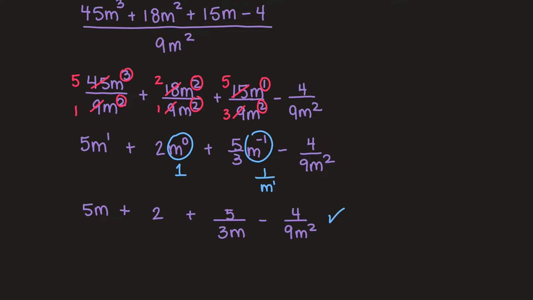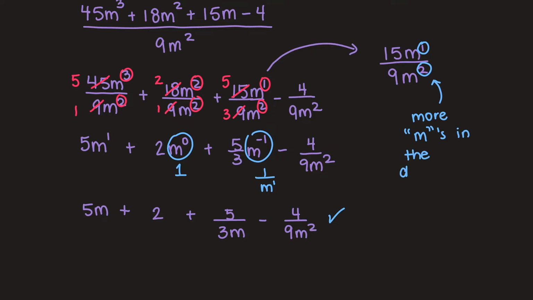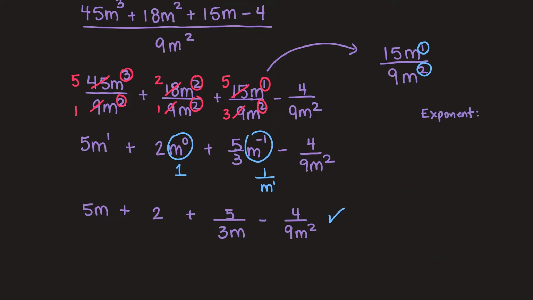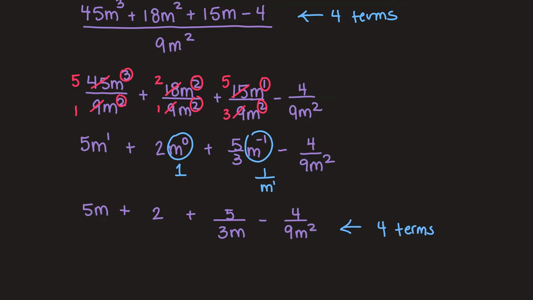By the way, we could use a shortcut to the quotient rule. If we take this term, notice how there are more m's in the denominator. A shortcut for the exponents would be to take their absolute difference and then place the variable where there were more m's. So that will be in the denominator. So the absolute difference of 1 and 2 is positive 1. And there were more m's in the denominator, so that is where we will place it with an exponent of 1. This shortcut is useful to save us some steps. And again, notice how we started with 4 terms and we ended up with 4 terms. And again, our variable m cannot equal 0 because this would make the denominator equal 0.